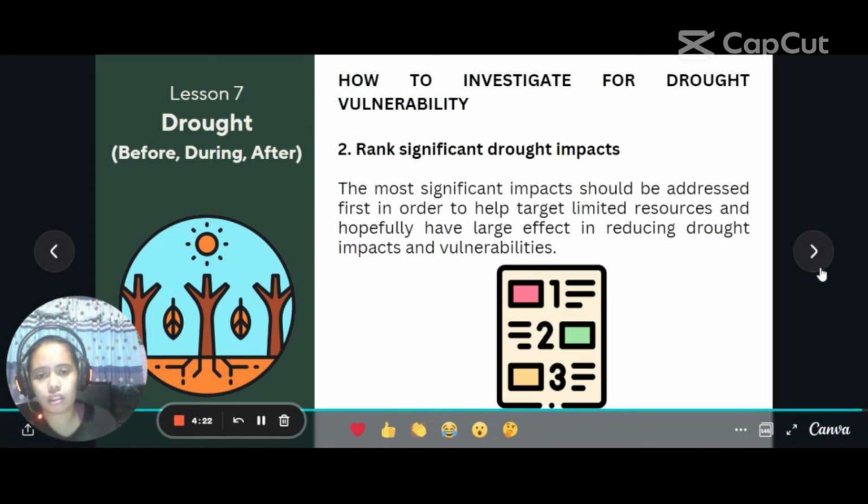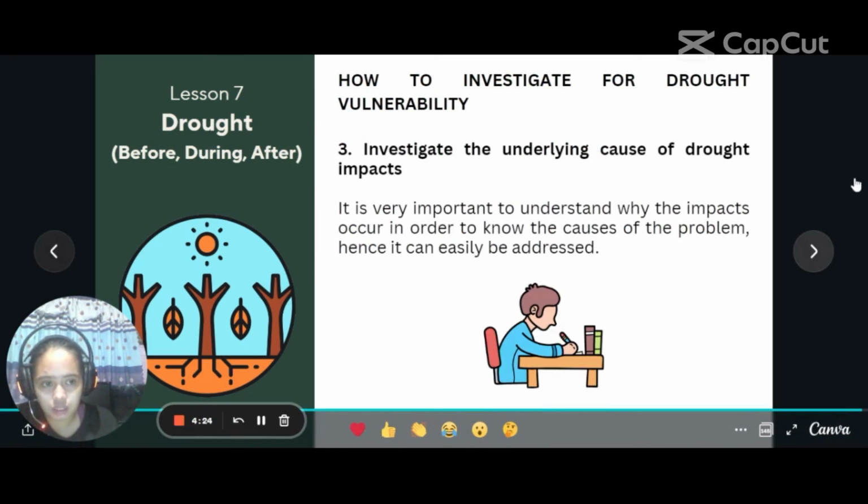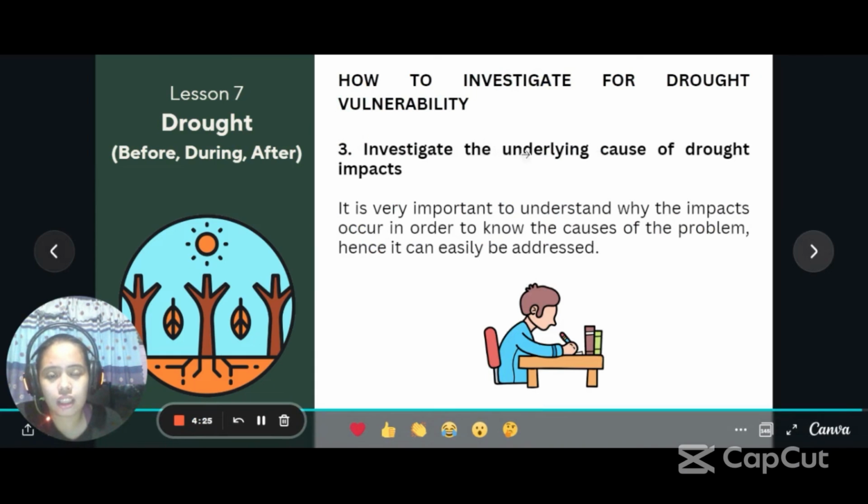Next is number 3, investigate the underlying causes of drought impacts. It is very important to understand why the impacts occur in order to know the causes of the problems. Hence, it can easily be addressed.